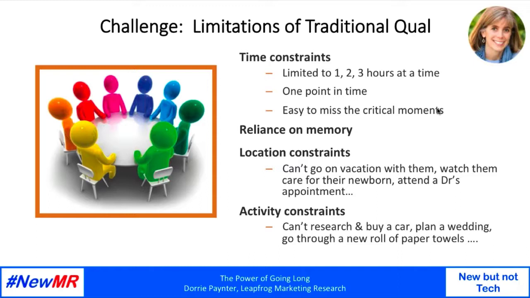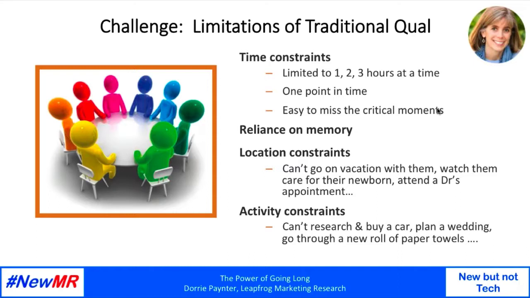Another limitation of traditional qualitative would be location constraints. Realistically, you can't really go on vacation with them. Maybe you could watch somebody care for their newborn for an hour or something, but you're not going to be there experiencing it with them for the first days or weeks. You can't really attend a doctor's appointment. So there are obviously some location constraints to traditional qualitative.